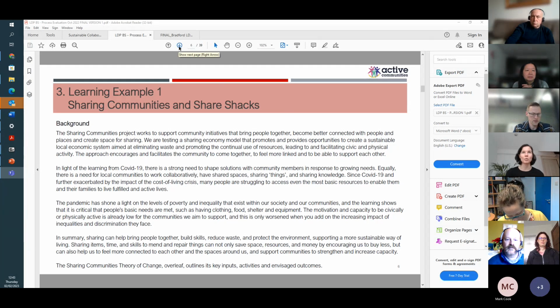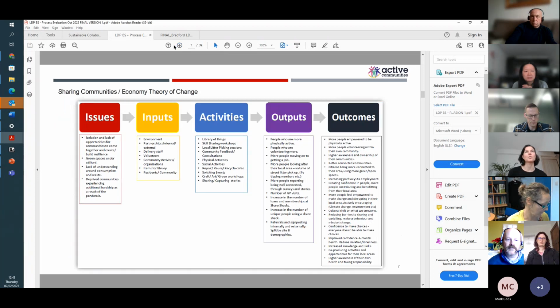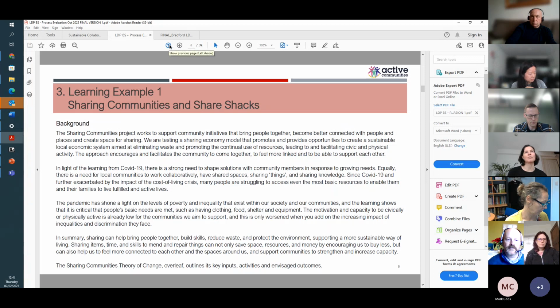So this is perhaps a little more visual, using a PowerPoint or slide type framework. Here's the theory of change, and the example given is around the sharing communities and share shacks. The high level theory is that if we are supporting people with their basic needs, then they're engaging with us and we're helping to relieve some of the pressures they might be experiencing.